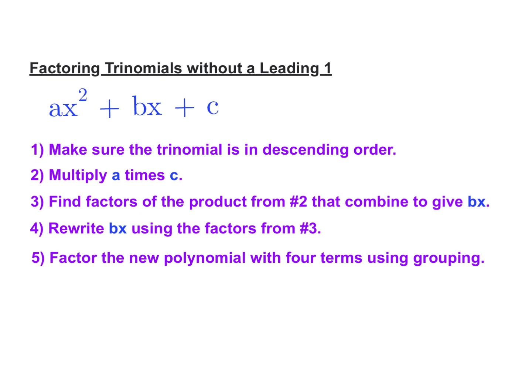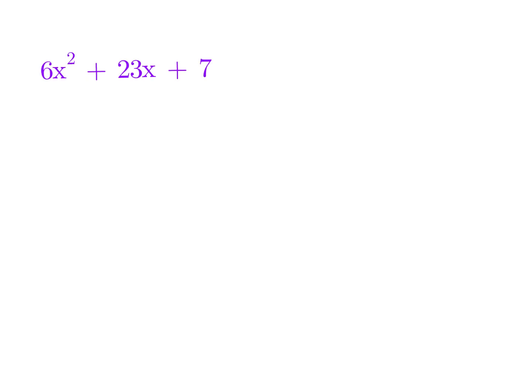Okay? So here's the problem we're looking at. 6x squared plus 23x plus 7. So we're in descending order. X squared, x, nothing. Okay. My leading coefficient is not a 1. So there's going to be a little extra work involved.